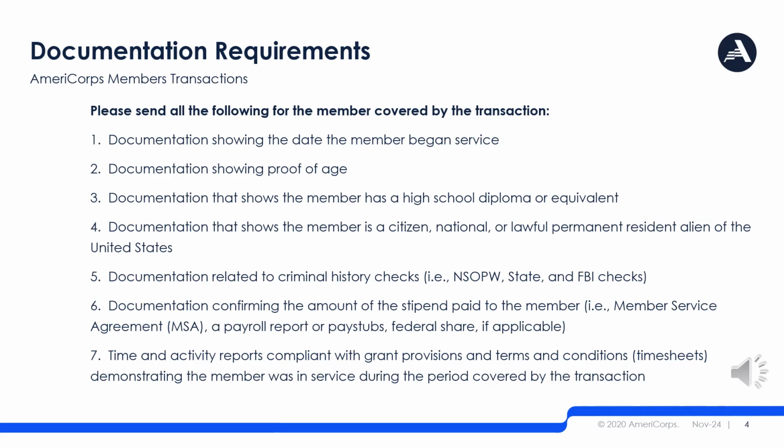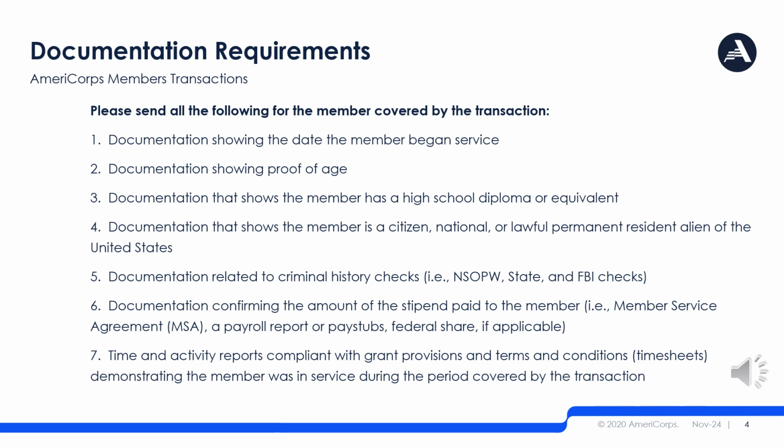After that, we need to see documentation that shows the member has a high school diploma or its equivalent. If the member agreement requires the individual to certify this requirement, the signed member agreement is acceptable documentation. Screenshots from the application in the portal are also acceptable. We also need to see documentation that shows the member is a citizen, national, or lawful permanent resident alien of the United States.